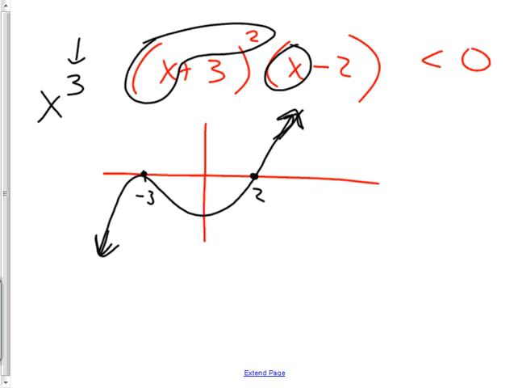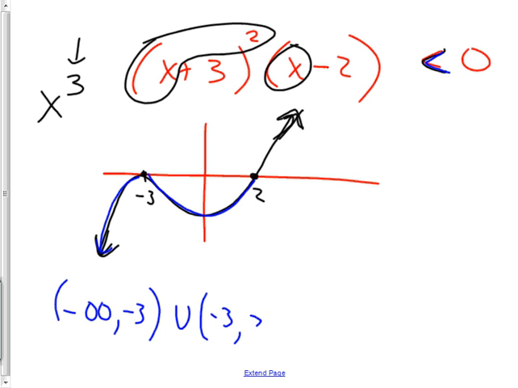All right, so now I can say my answers are less than 0 in this little zone right here. See, they're dropping into the negatives. And this zone right here. And what about 0 itself? We don't want zeros, because this doesn't say or equal to, it just says less than. So we want to say from negative infinity up until negative 3, union with negative 3 to 2.